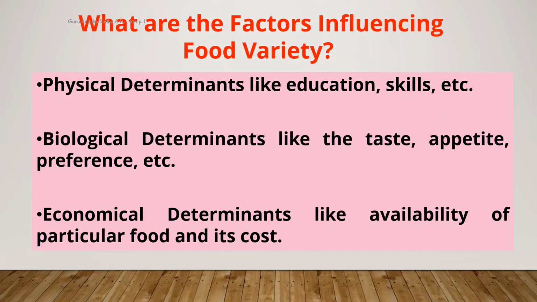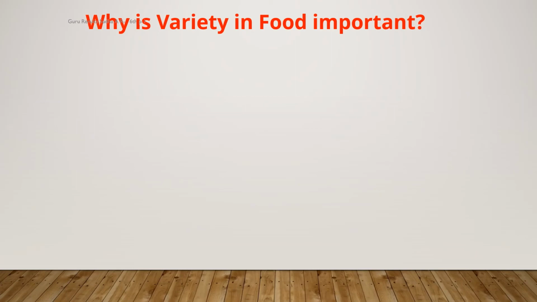It depends on how rich they are and what kind of food they are able to collect or purchase. That means economic determinants like availability of a particular food and its cost. So, based on these three factors, physical determinants, biological determinants, and economic determinants, we observe a lot of variety and different kinds of food.